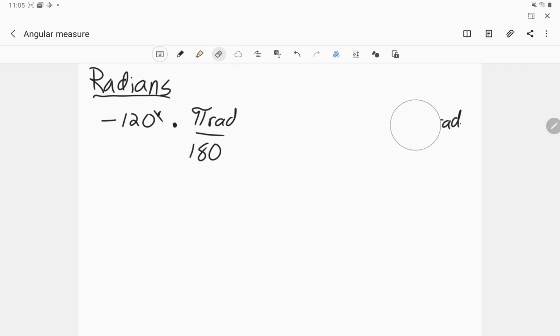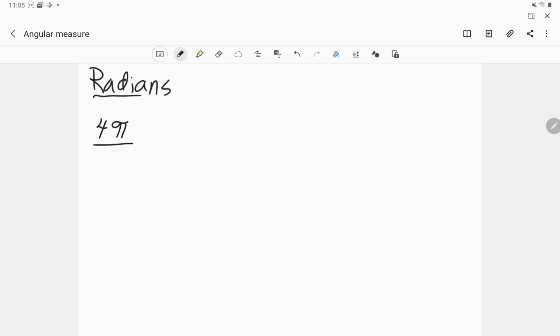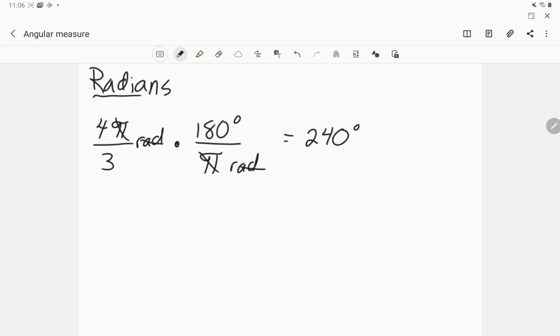So in example 2, they want you to convert the other way. So instead, they give you 4 pi over 3 radians, and they want you to convert that into degrees. So it's 180 degrees over pi radians, so that your radians cancel, and by the way, so do your pi's. You have a pi on top and a pi on the bottom, they cancel. So you really just do 4 times 180 divided by 3. And 4 times 180 divided by 3 is 240 degrees.